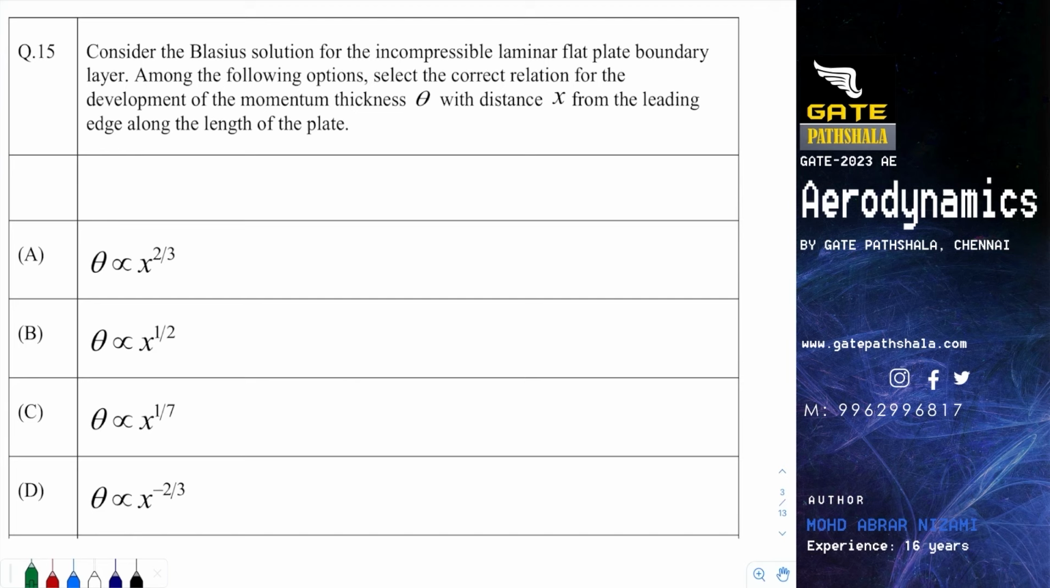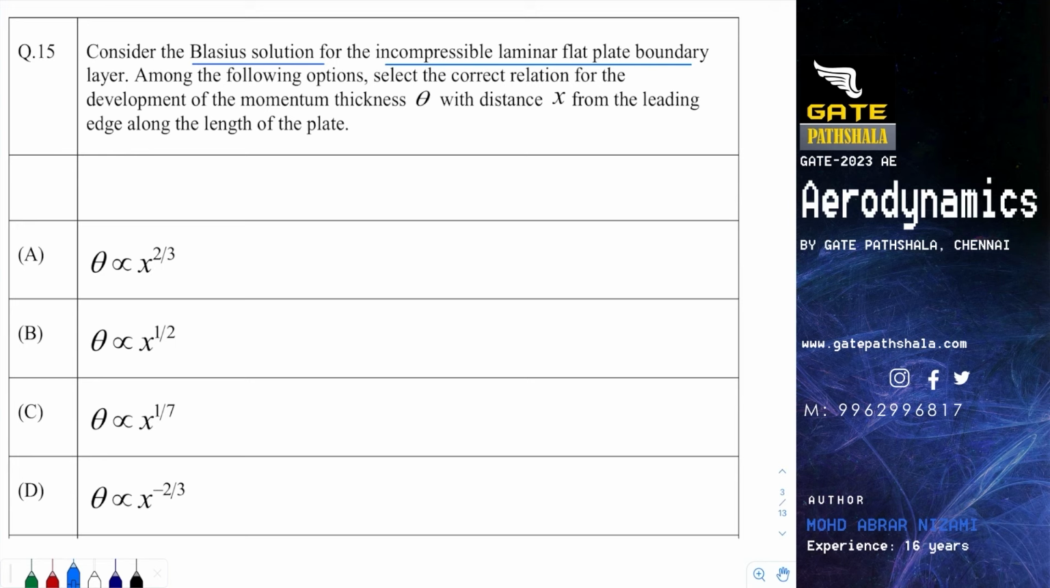Question number 15, if you look, it says consider the Blasius solution for the incompressible laminar flow. So he's talking about the incompressible laminar flat plate boundary layer and the Blasius solution. Among the following options, select the correct relation for the development of momentum thickness with distance x from the leading edge along the length of the plate.